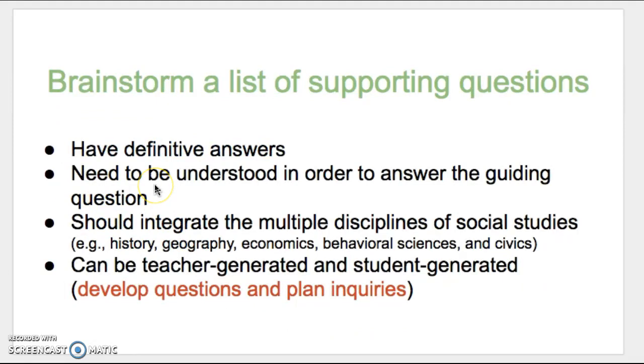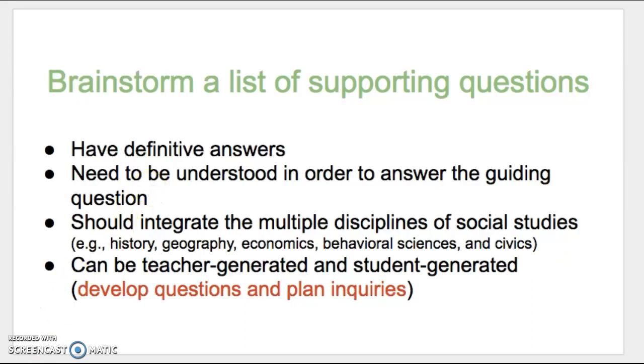Great. You should be back and you should have your list of standards that you think could work with this kindergarten unit. And now you're going to brainstorm a list of supporting questions. So these have definitive answers. They need to be understood in order to answer the guiding question, and they should integrate multiple disciplines of social studies, which we talked about last week. They can be teacher-generated and student-generated. Here's our first step of our C3 framework and how it falls in with backwards design. We're working on developing our questions and planning our inquiries. That's what we've done basically so far.